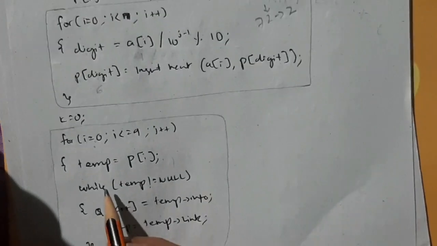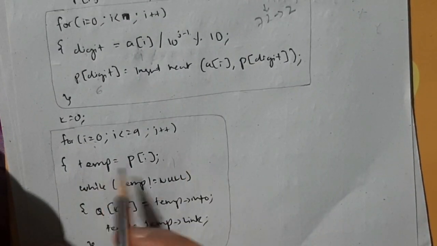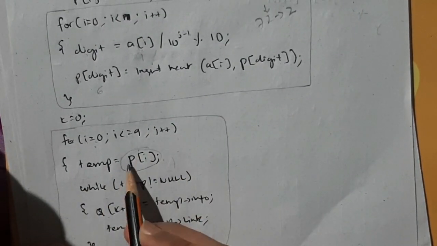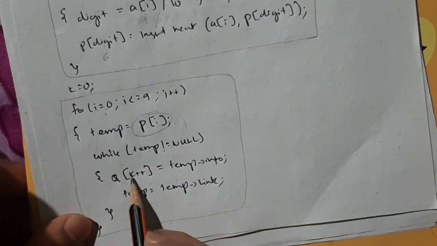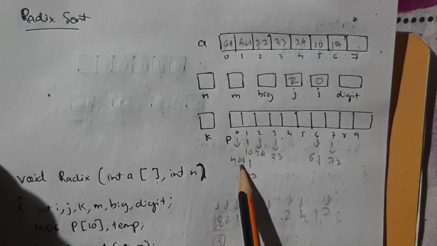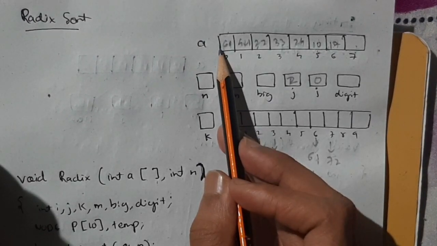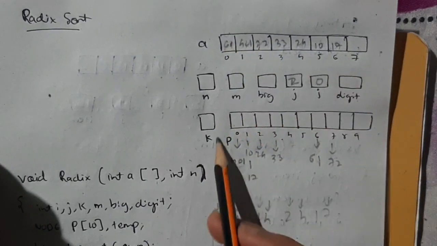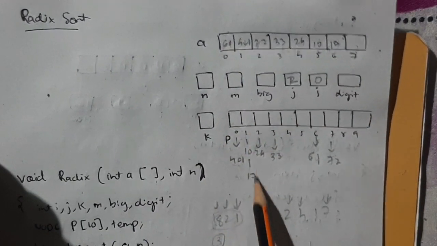Then it will go to this loop. What does this loop do? It will take each p of i, then it will put it in a of k plus plus. See, it will start from here. The first one is 401, so 401 will be stored here. In that fashion it will store all the digits, first this, then this, then this.